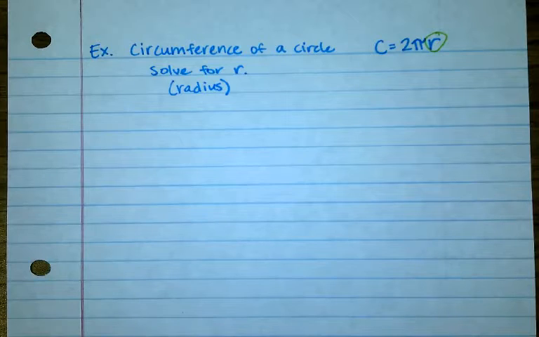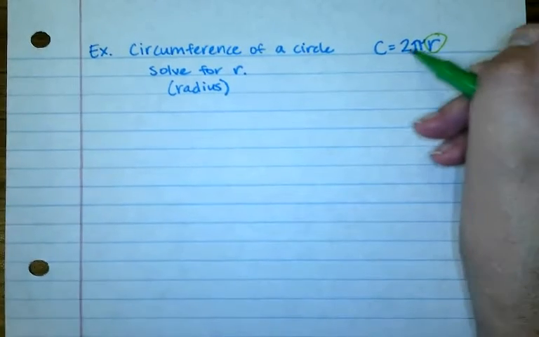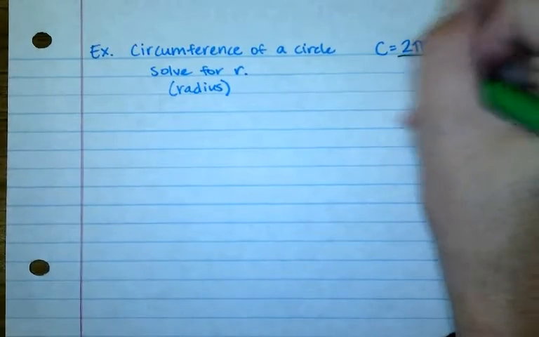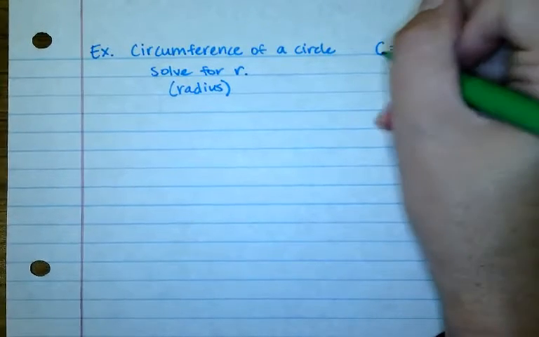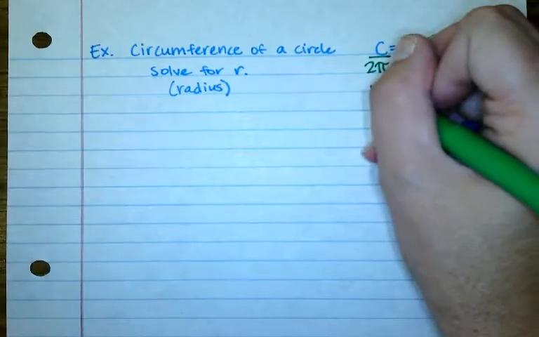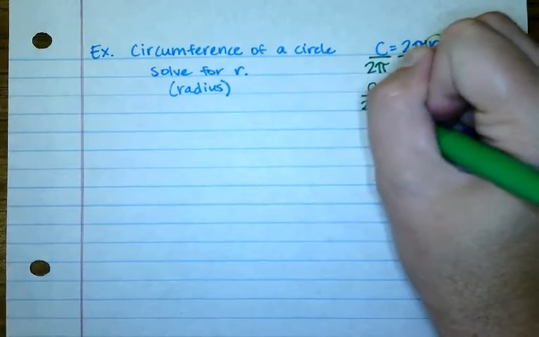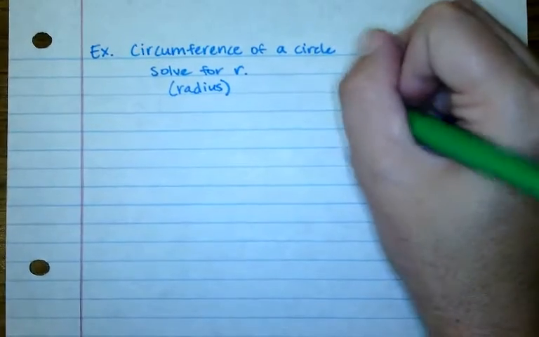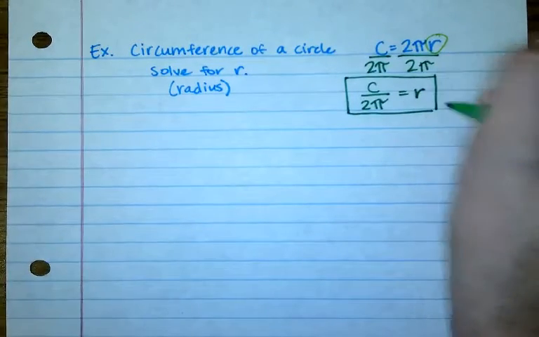Right now the r is times 2 pi, so what do we need to divide it by? Yeah, we divide it by 2 pi. If we divide both sides by 2 pi, then we're left with c divided by 2 pi is equal to r, my radius there. Okay? And that is just how we solve for r.